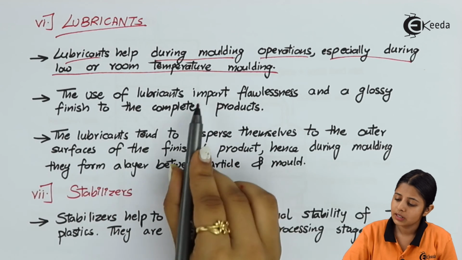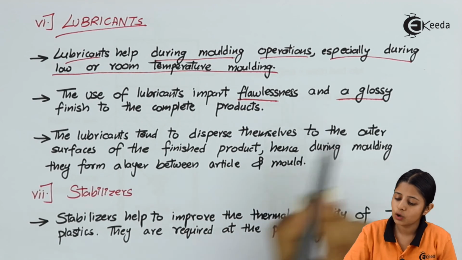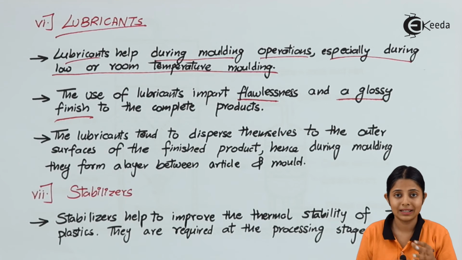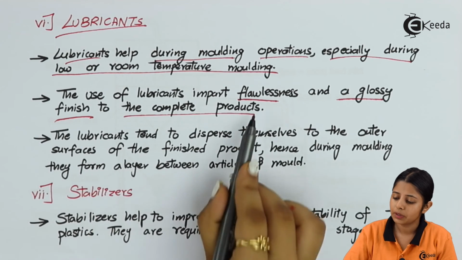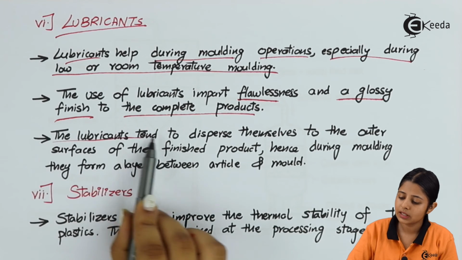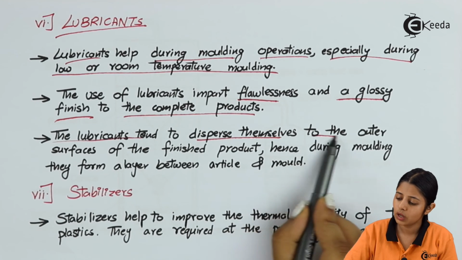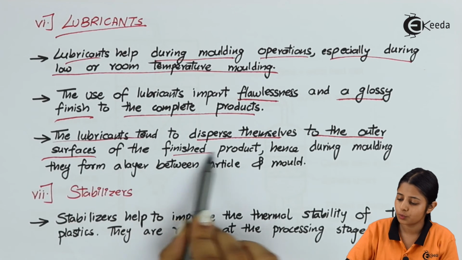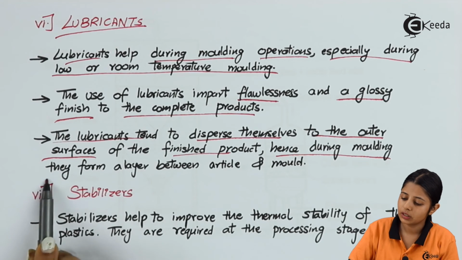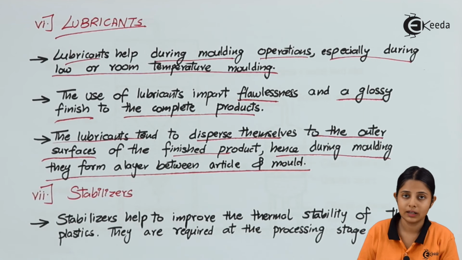The use of lubricants imparts flawlessness and a glossy finish. So if I have a lubricant added to a plastic and when I demold the plastic, which comes out from the mold will have a glossy finish and would be flawless to the complete products. The lubricants tend to disperse themselves into the outer surfaces of the finished product. Hence, during the molding, they form a layer between the article and the mold.